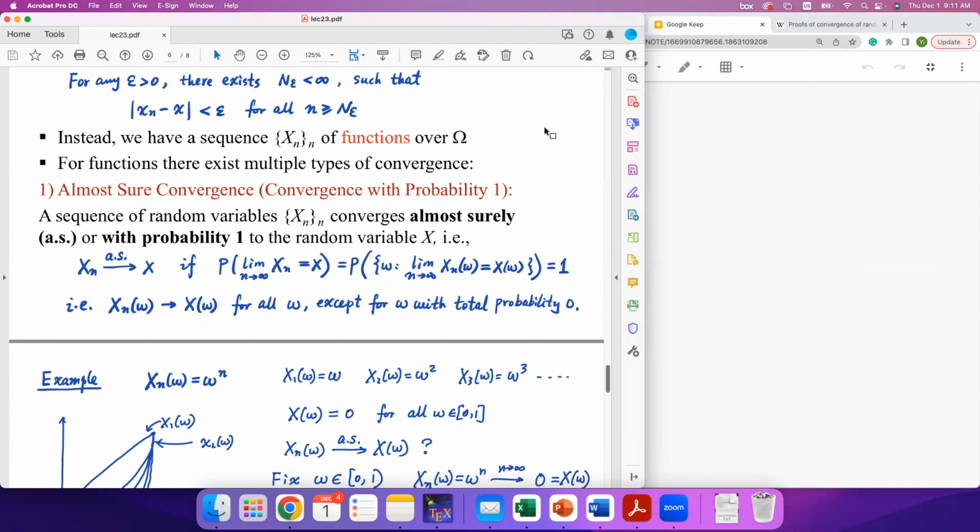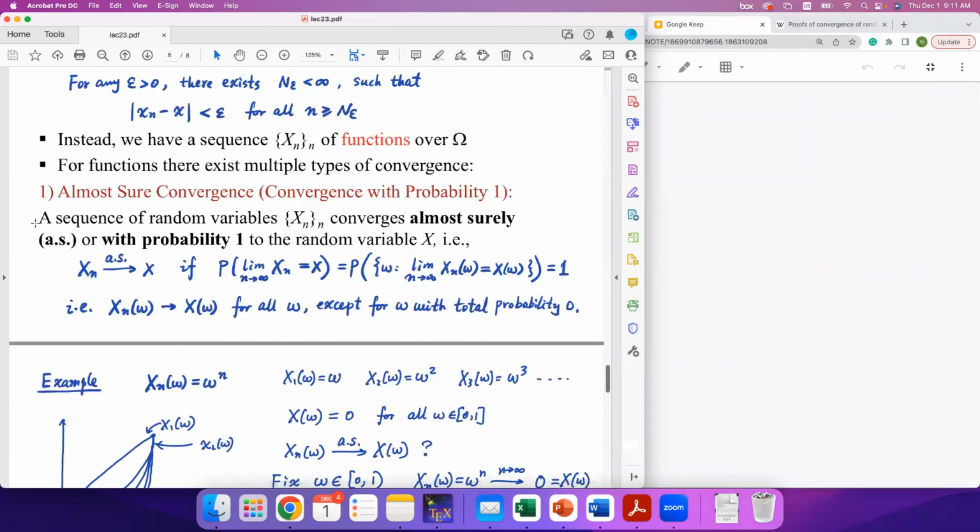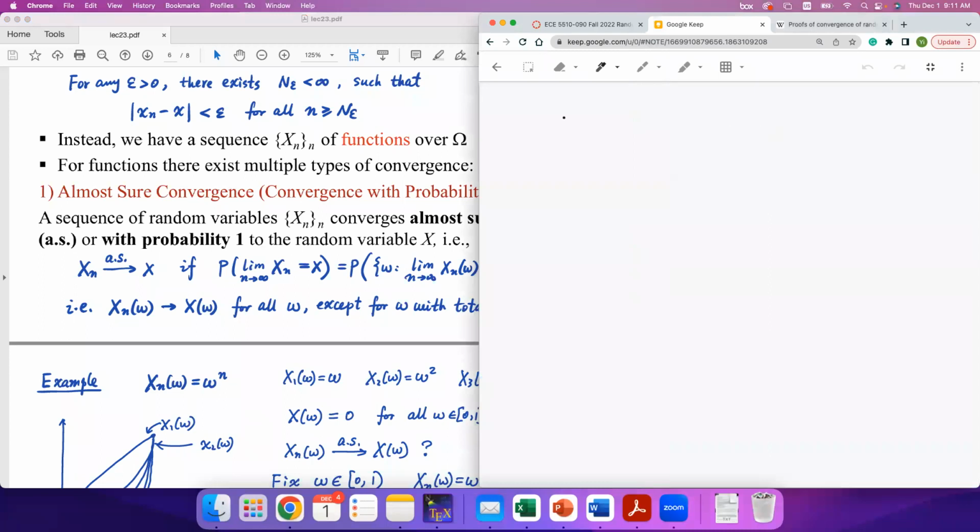Okay, so today we are going to continue talking about convergence behaviors of sequences of random variables. Last time we introduced the first type of convergence, called almost sure convergence, and among all the convergence types, this is one of the strongest. So let's review this one first.